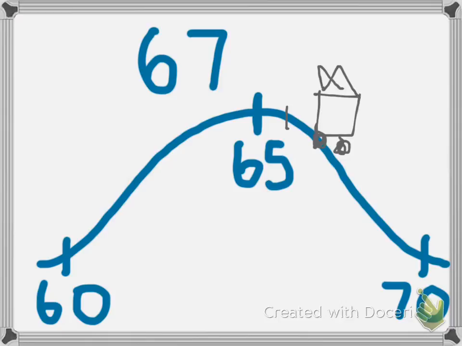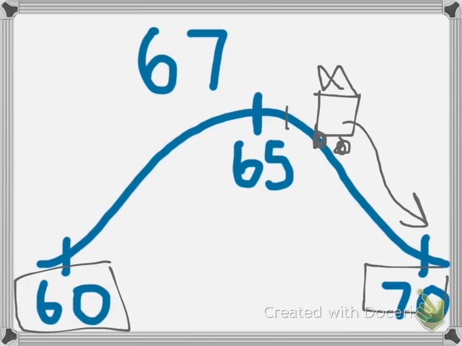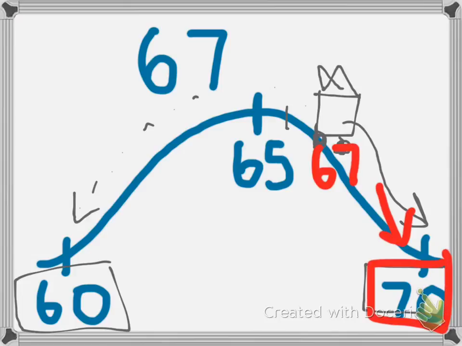This is my roller coaster. Now, which 10 does the cart go to? Does it fall down to the 70, or is it going to go backwards to the 60? You got it. It's going to fall to the 70. So 67, which is right here, rounds to 70. Good job. Now, let's try it a different way.